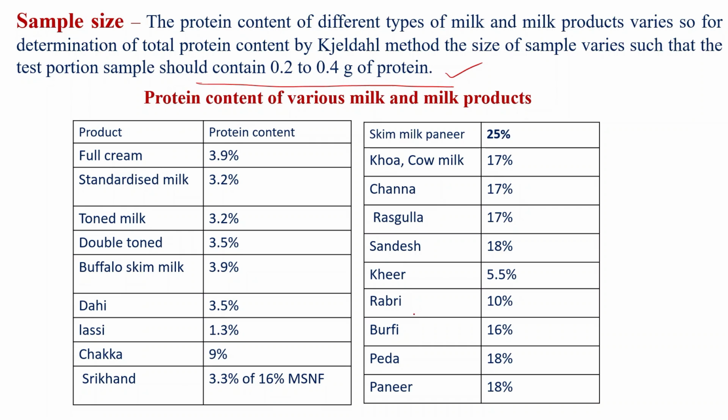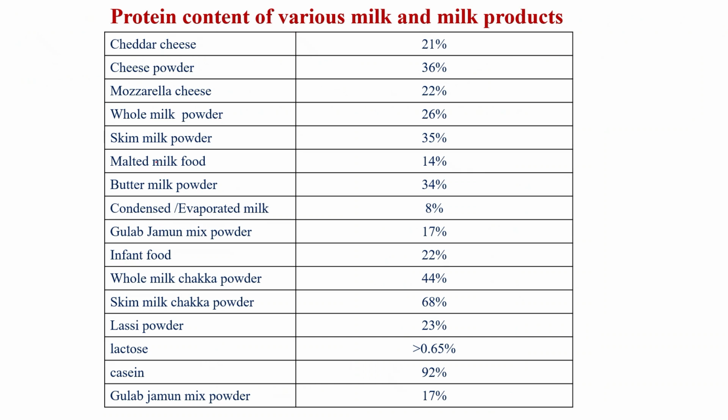So for example, say any sample you take. Here some other products are also given. Cheddar cheese is there, and infant food, for example, let's say infant food has 22% nitrogen. So 100 gram will contain 22, so 1 gram will contain 0.22. Again, this is falling in the range of 0.2 to 0.4. So I can take 1 gram of the infant food sample for digestion for determining the protein content. That way we can decide the weight of the product to be taken to determine the protein content in any sample.